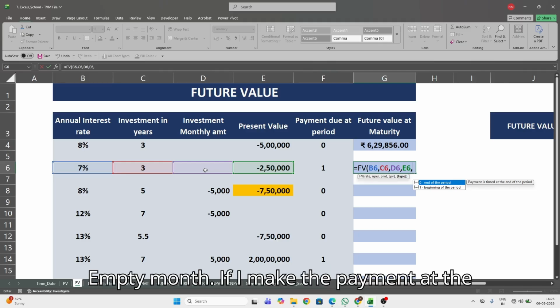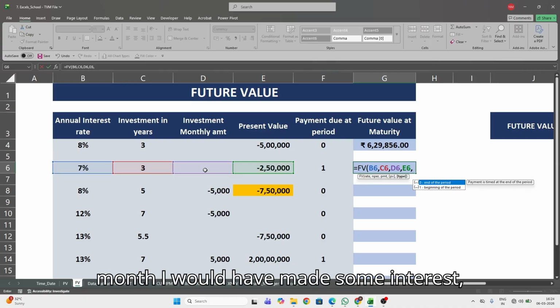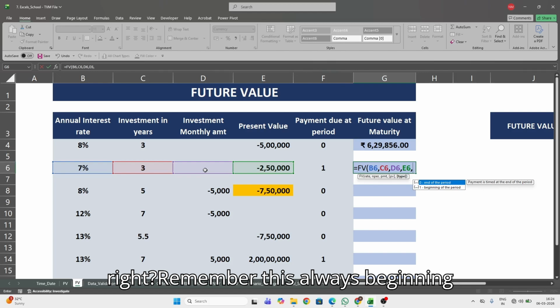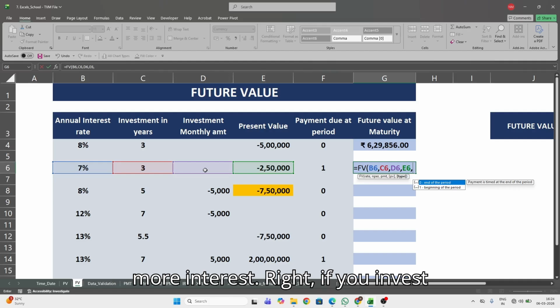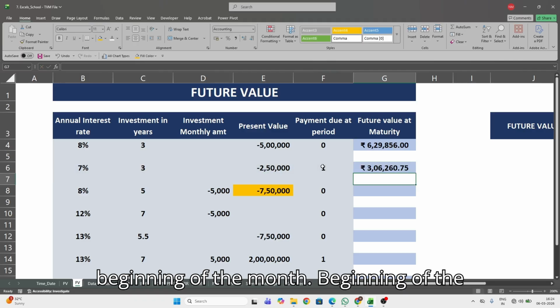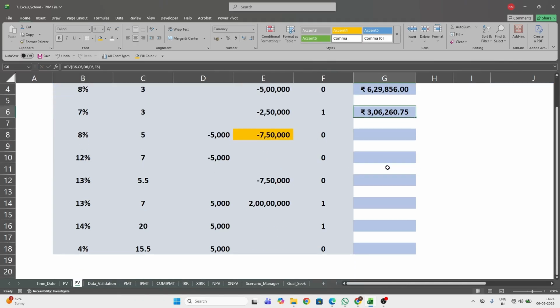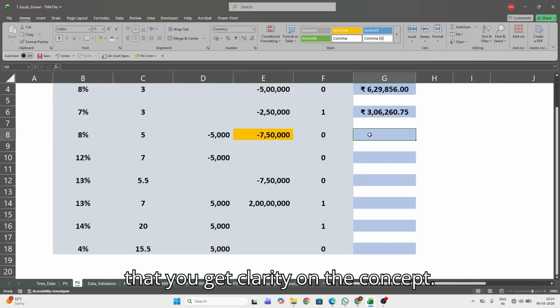If I make the payment at the beginning of the period, by the end of the month I would have made some interest, right? Remember this always, investment at the beginning of the period would make more interest. If you invest at the end of the month, you have already lost 1 month of interest. All right, so that's how it works. Let's say we are investing at the beginning of the year, so it would be this much. We'll keep on addressing this so that you get clarity on the concept.